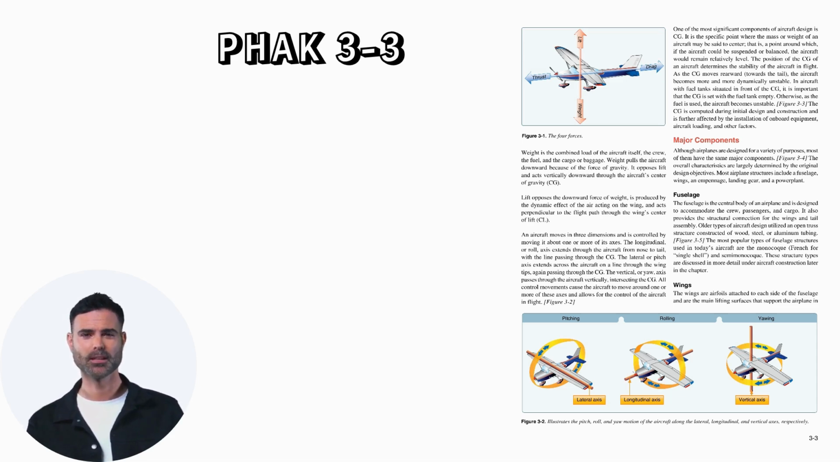One of the most significant components of aircraft design is CG. It is the specific point where the mass or weight of an aircraft may be said to center. That is, a point around which, if the aircraft could be suspended or balanced, the aircraft would remain relatively level. The position of the CG of an aircraft determines the stability of the aircraft in flight.